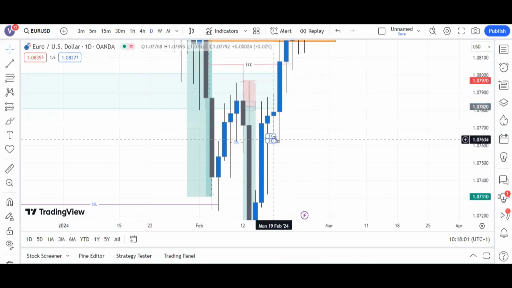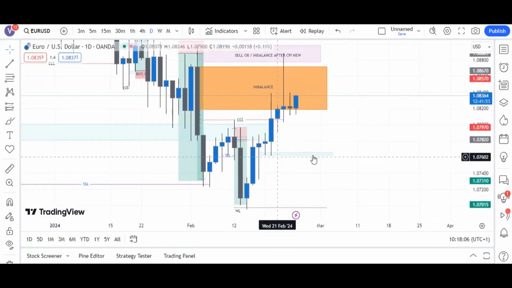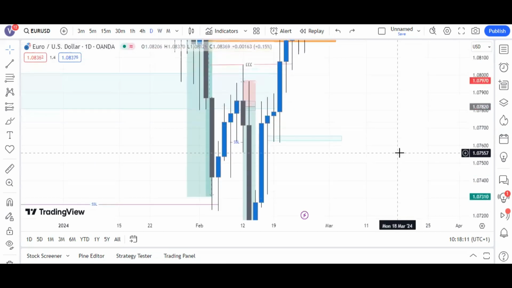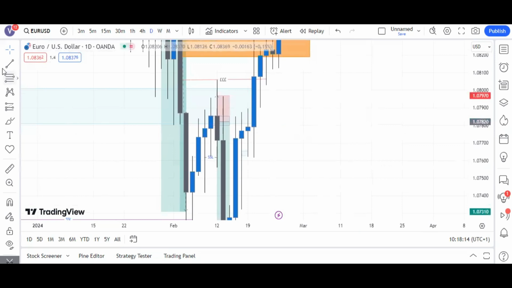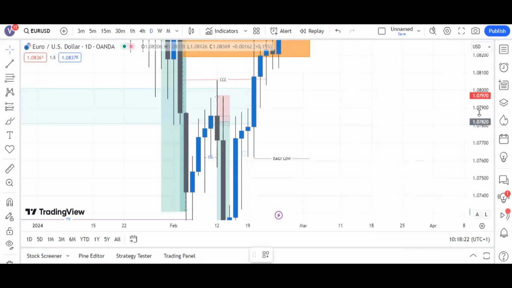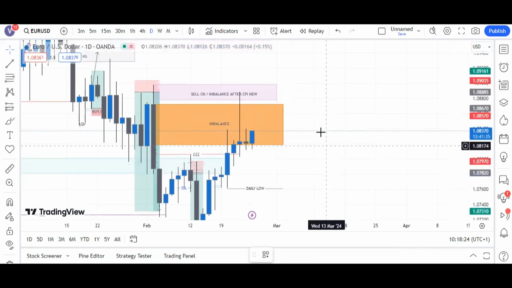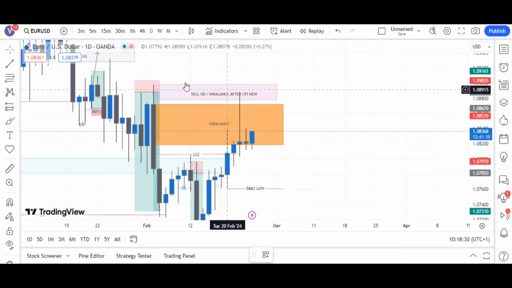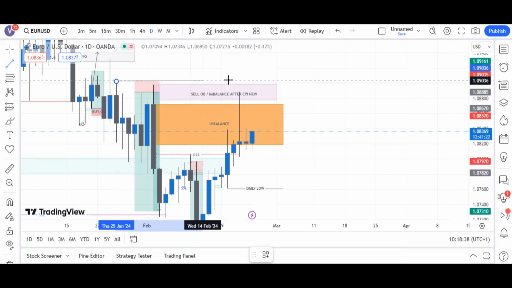For me, I would like to call this point our daily low, right? Our daily low. This can be a daily high, but then I will mark that as our daily high. Let me just call this our daily high, right?